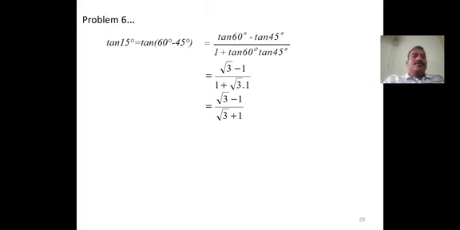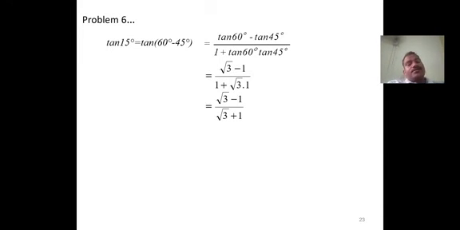This is with the help of sin 15 by cos 15 also you can get the same. Sin 15 is (root 3 minus 1) by 2 root 2, cos 15 is (root 3 plus 1) by 2 root 2. After cancelling the denominator 2 root 2, 2 root 2, then (root 3 minus 1) by (root 3 plus 1).